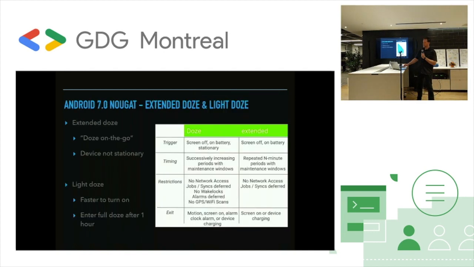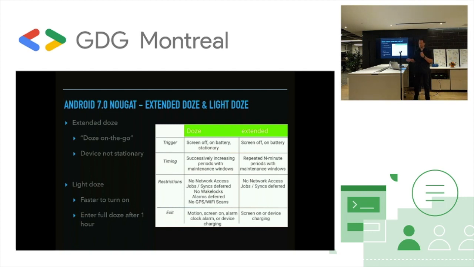So to address those problems, in Android 7 Nougat, we got some new features. There was extended doze and light doze. Extended doze is also called doze on the go. That's when you're not using your phone, it's in your pocket, you're walking around, but you're not looking at it, so they still want to save your battery some. And they put out a kind of lesser doze mode. And a cousin of that, we've got the light doze.